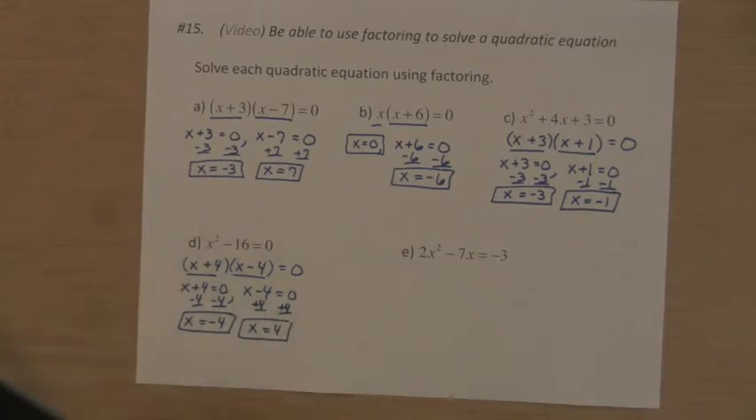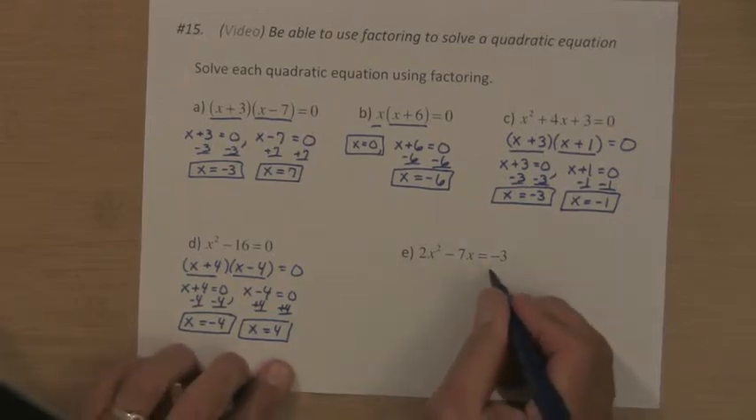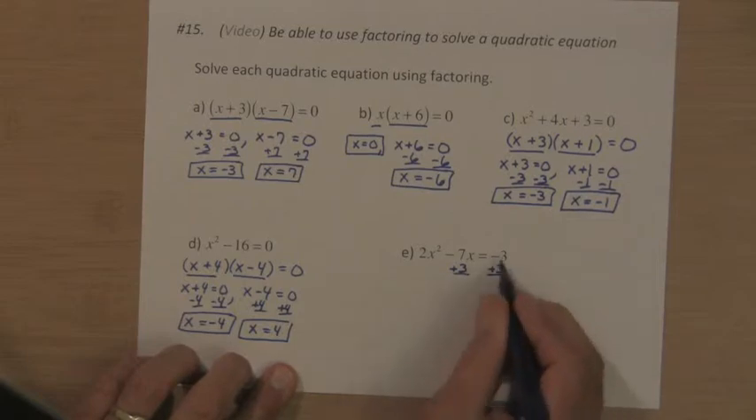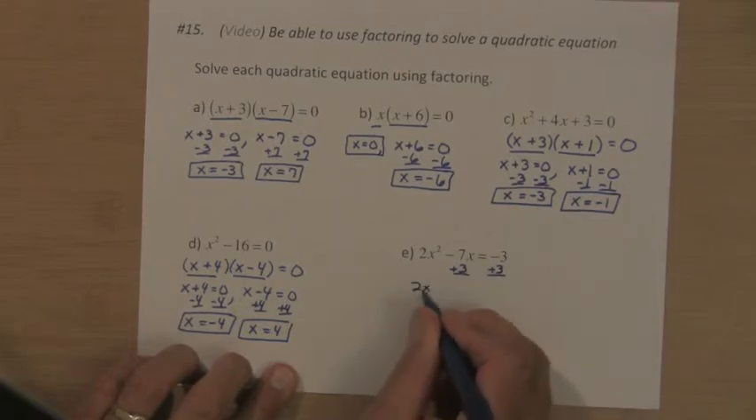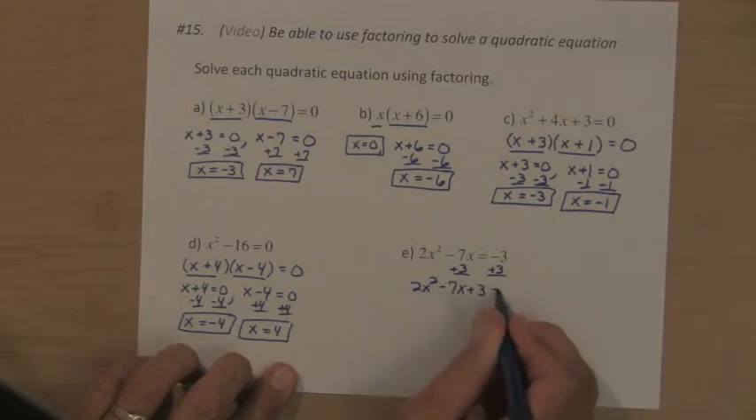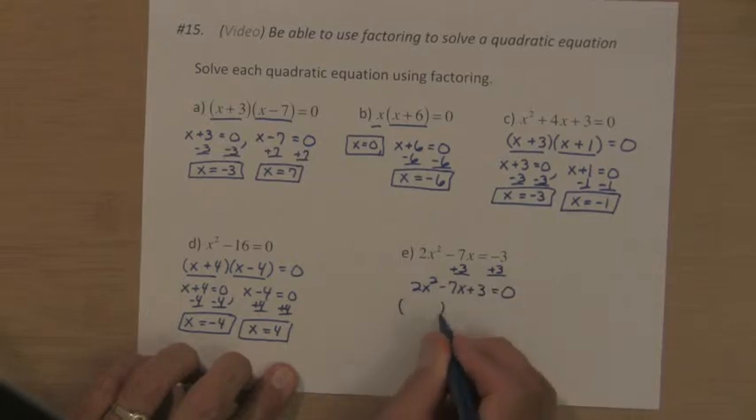Letter E, the equation does not equal 0, and because it's using x squared, we're going to factor it. I want to first have it equal 0 before I factor it and then solve it. So I want to add 3 to both sides to make this minus 3 become a 0. So I have 2x squared minus 7x plus 3, and that equals 0. And then I first factor it.